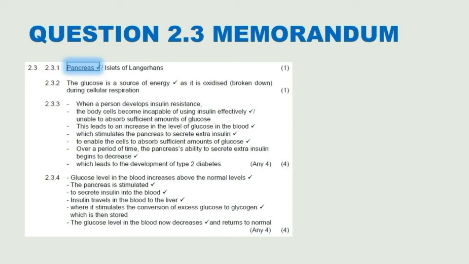Then question 2.3.2, they asked us why is glucose necessary? What is the importance thereof? So it's our main source of energy. So glucose gets broken down for cellular respiration.